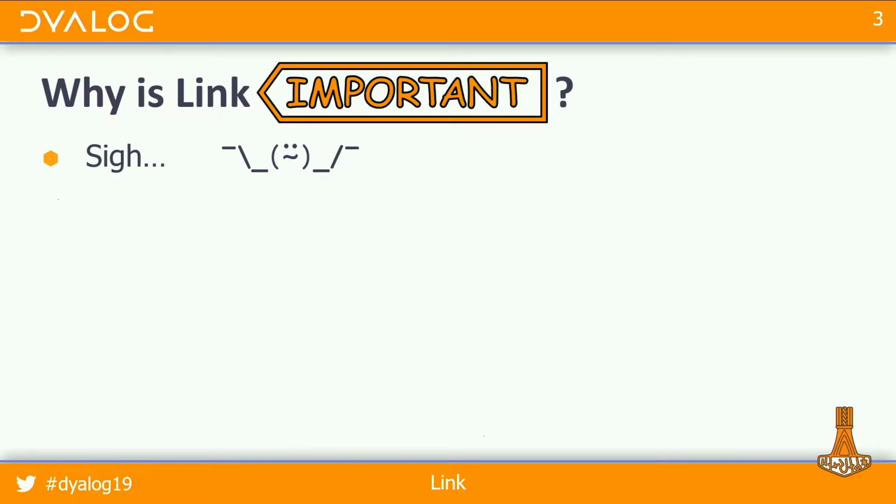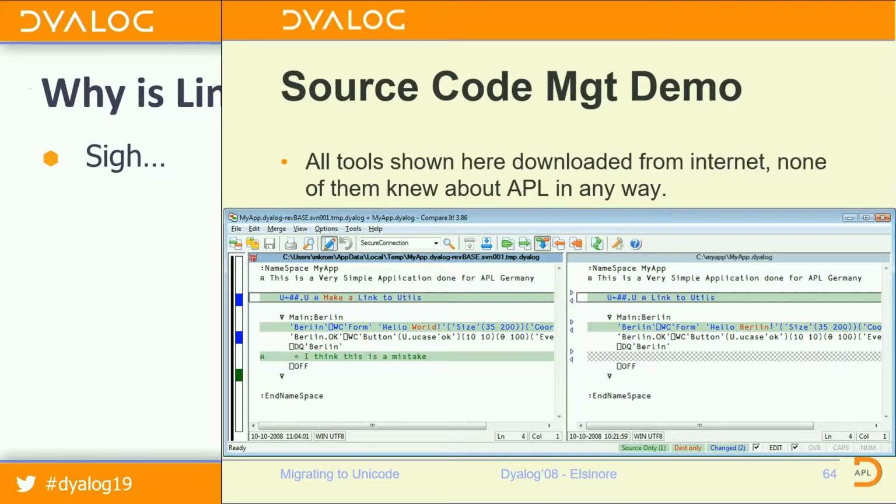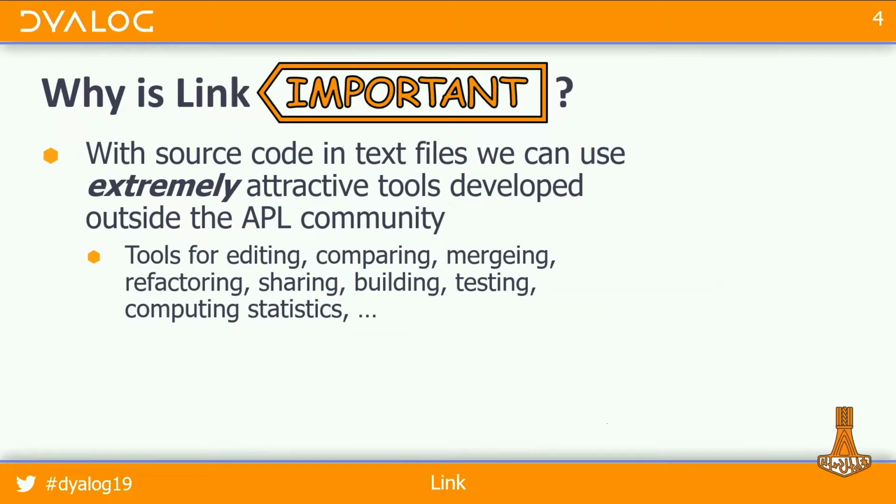So why is this important? This is the first slide I presented on this topic in this room in 2008 when we released the Unicode version. It's really important because if you manage to get your source code out into text files, you have access to this enormous collection of really, really attractive tools for comparing, merging, setting up tests, as John also showed, being an adult. You can be an adult now with your APL code.